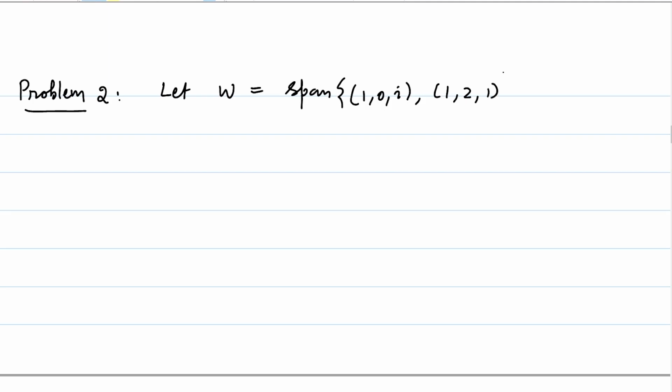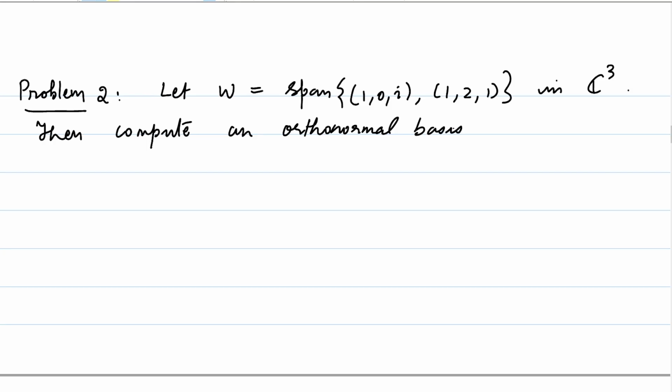So the next problem deals with computing an orthonormal basis of the orthogonal complement of a given subspace. So let W be equal to the span of (1, 0, i) and (1, 2, 1) in C3. Then compute an orthonormal basis of the orthogonal complement of W.